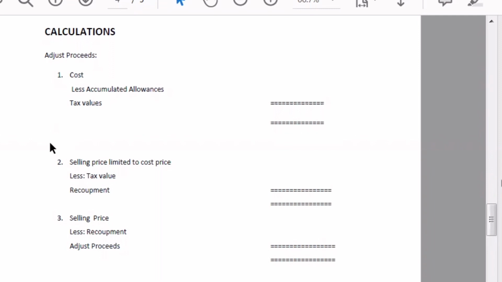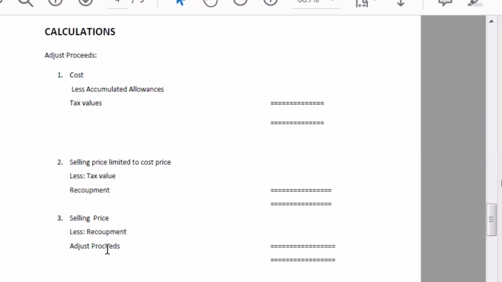Step 1, cost minus accumulated allowances gives you the tax value. That tax value you use in step 2. That's why you need to follow that sequence. Selling price limited to cost, you get the lesser between the selling price and the cost price. Then minus the tax value, you get your recoupment. Then step 3, you might not be familiar with, or you might have forgotten. You take the selling price as is, you less the recoupment that you got there. You get what they call the adjusted proceeds.